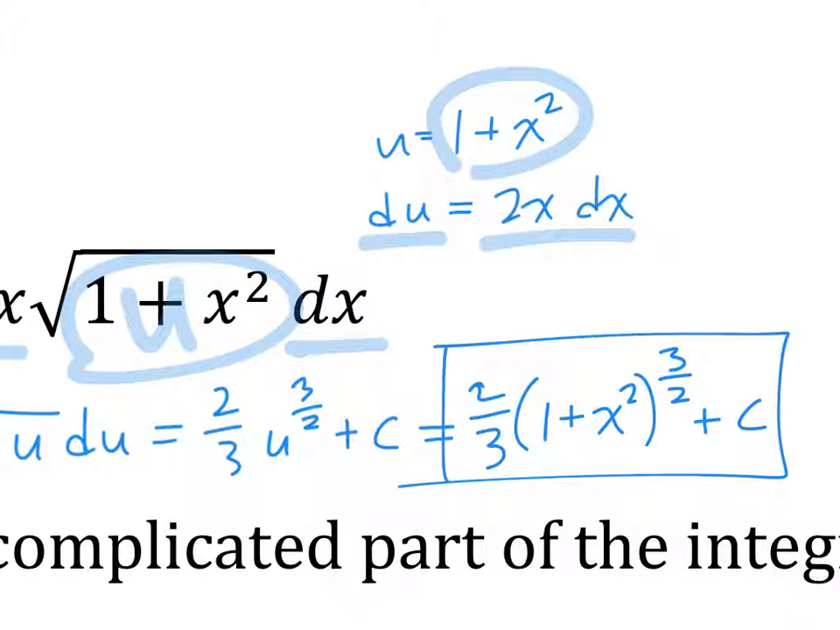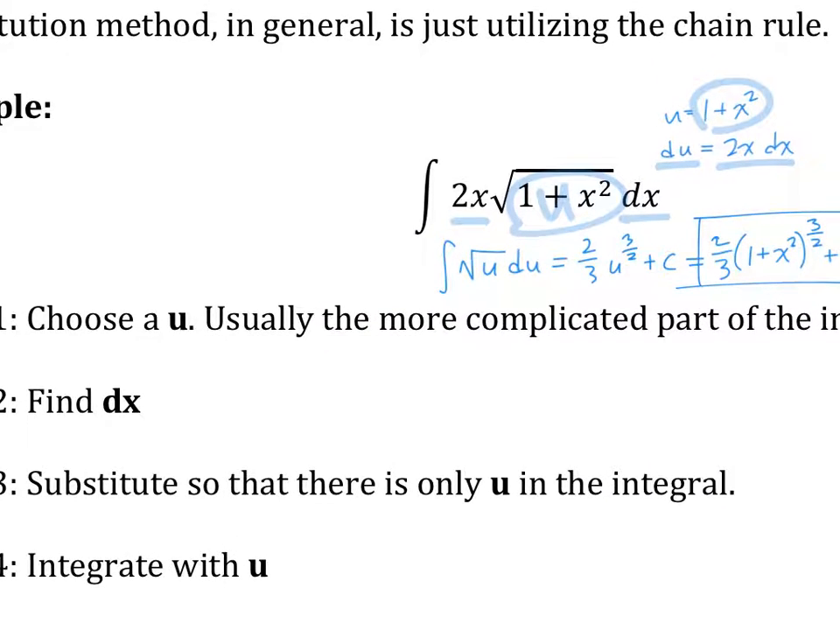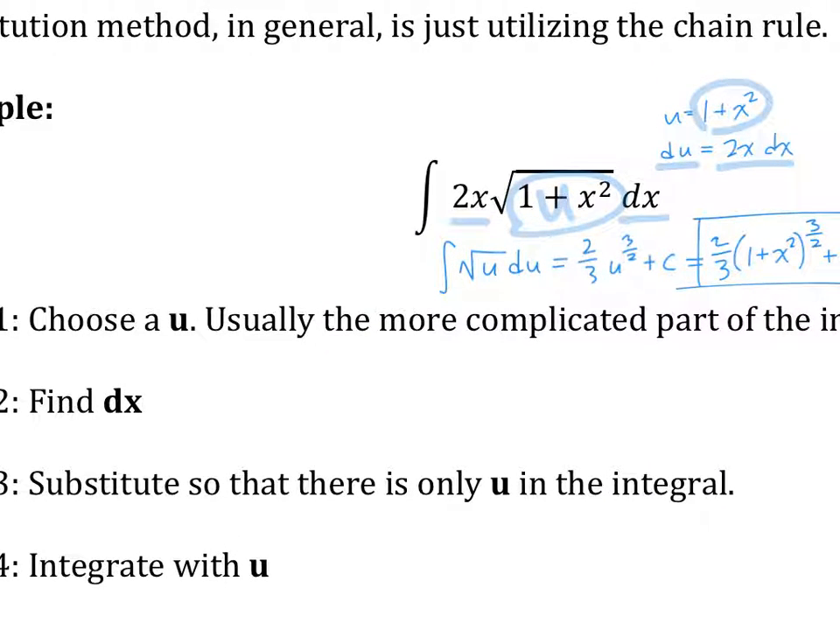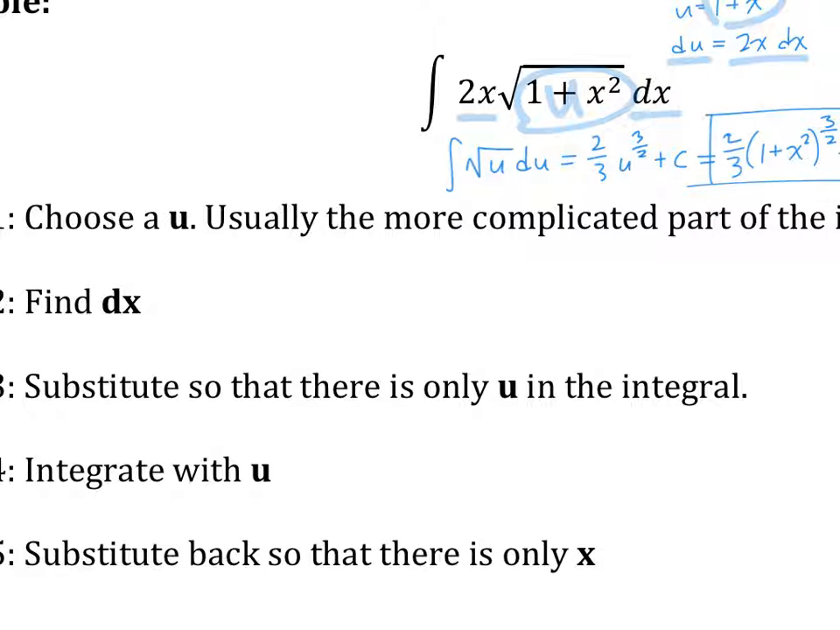All right, so I'm going to show you the steps of how to do this. You can't copy it down. You don't need to copy it down because you can do it so many times that you'll just remember it. Okay, first step. You want to choose a u, usually the more complicated part of the integral. I say usually because sometimes it's not very apparent. Step 2, find du. So you want to take the derivative of both sides. Step 3, substitute so that there is only u in the integral. Step 4, integrate with u. And step 5, substitute back.